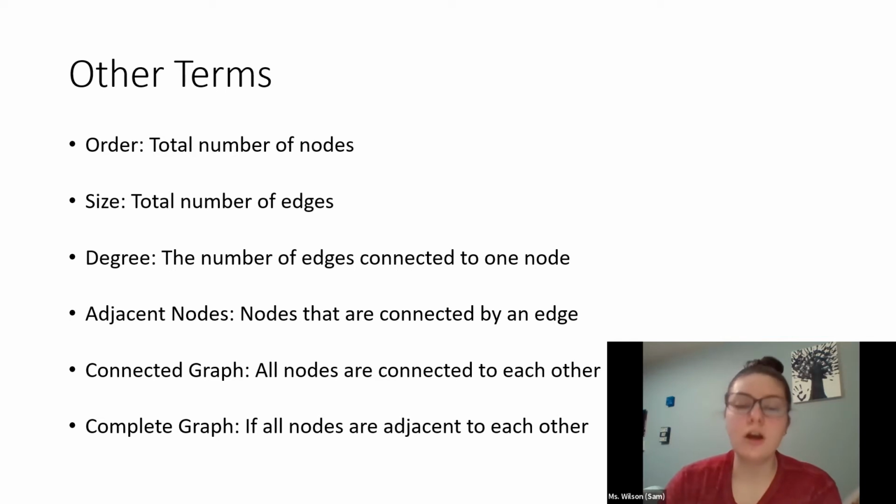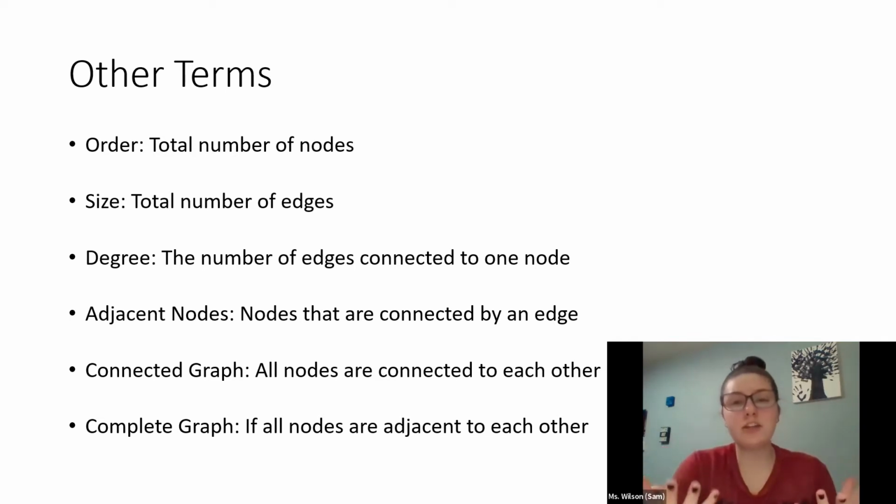Adjacent nodes are nodes that are connected by an edge. If two finite objects are connected together by an edge, that will be an adjacent node. Connected graphs are graphs in which all of the nodes are connected to each other. That does not mean that every node has an edge to every other node, but it does mean that every node and edge is contained within one unit.